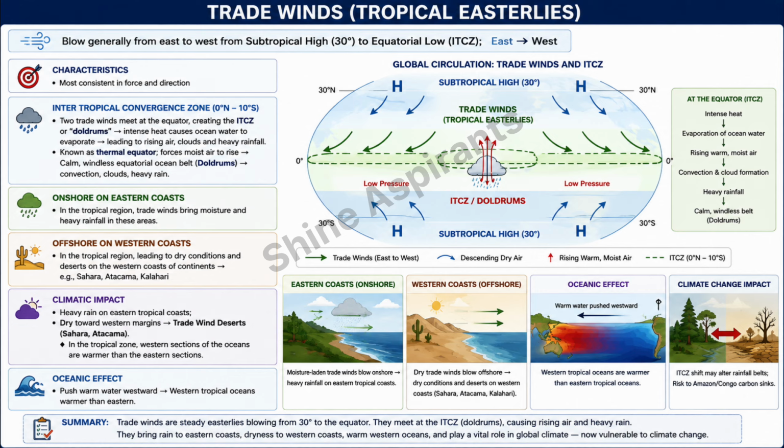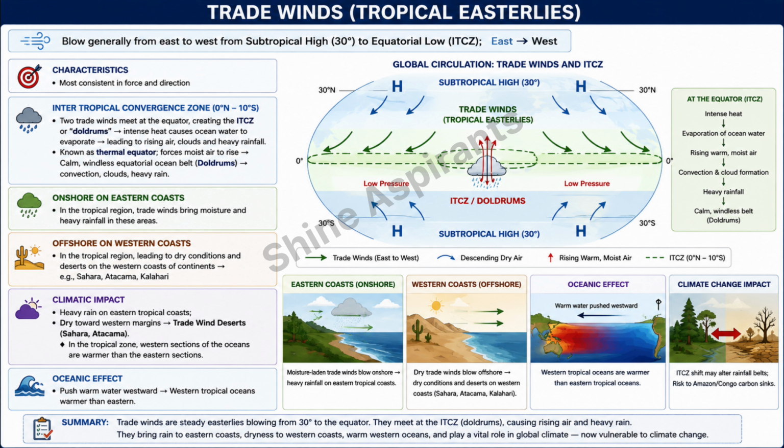ITCZ, intertropical convergence zone, 0 to 10 degrees N and S, where trade winds meet at the equator. Intense heat causes ocean water to evaporate. Rising air, clouds, heavy rainfall. Known as the thermal equator, it forces moist air to rise. Calm, windless equatorial ocean belt, the doldrums: convection, clouds, heavy rain.